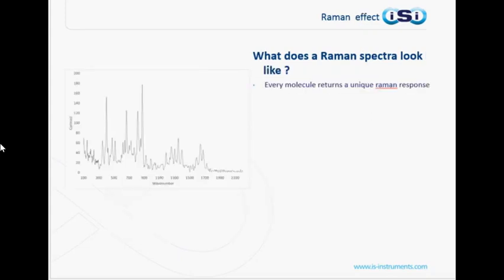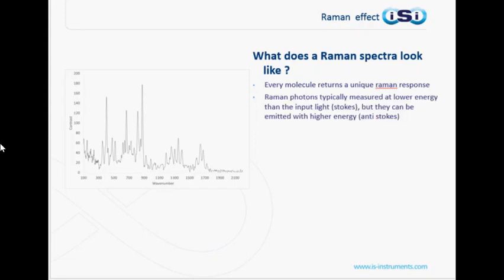As already mentioned, every molecule returns its own unique Raman response. Raman is typically measured at lower energy than the input light, Stokes, but it can be emitted with higher energy, anti-Stokes. The main problem with Raman systems is the scattering process is weak, with cross sections below 10 to the minus 30 centimeters squared per steradian. This is significantly lower than absorption techniques, for example, and this has limited market take-up.